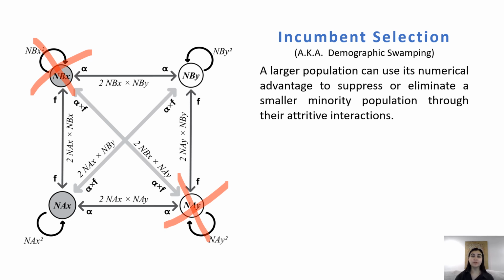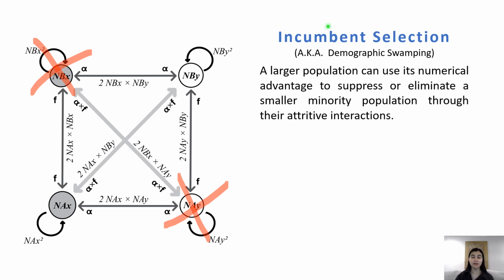In this model, we noticed a phenomenon which we have called incumbent selection. For example, after a certain number of generations, we can say NAX and NBY are the largest groups of the four, and NBX and NAY are virtually eliminated. Unless the remaining groups are exactly equal in size, we will see that the interaction between groups NAX and NBY will drive the larger group to be larger and the smaller group to be smaller, until there is only one group left in the entire system.